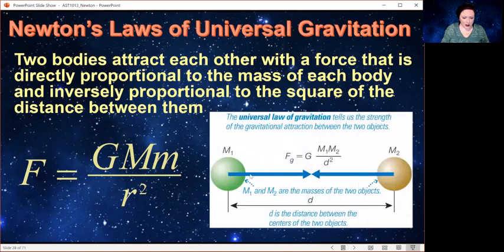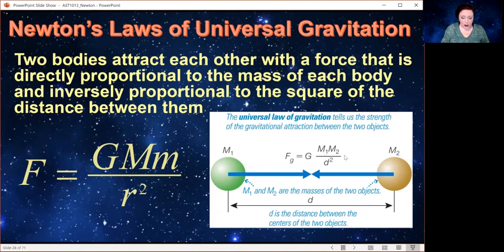Let me show you that as a figure. Here I've got two masses. They have mass m1 and mass m2, and they're a distance d apart, and they're pulling towards each other according to gravity. The force that they are pulling each other with is given by this equation. G is a constant. It is a universal constant. It just stays the same all the time.